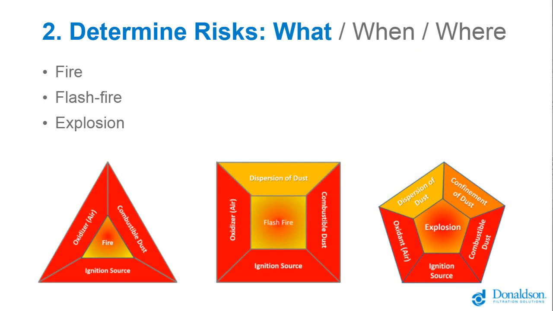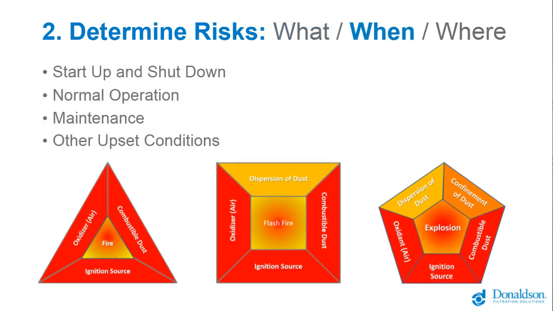For combustible dust, there are 3 general categories of risk that should be considered: fires, flash fires, and explosions. For each of these 3 risks, create a list of potential events and their consequences. The list should consider multiple scenarios, such as during normal operation, startup and shutdown sequences, and during maintenance or potential upset conditions.